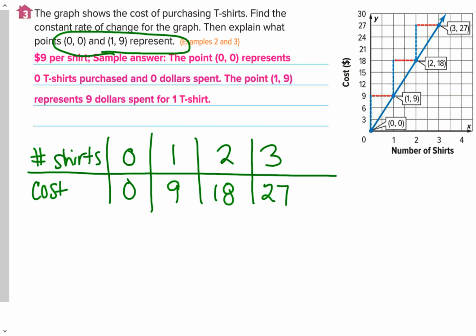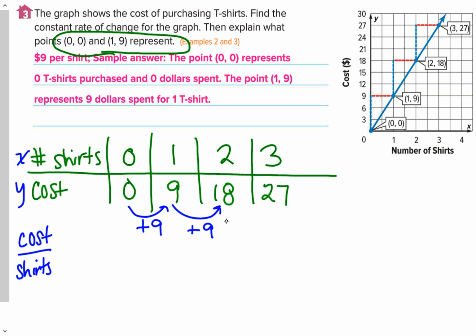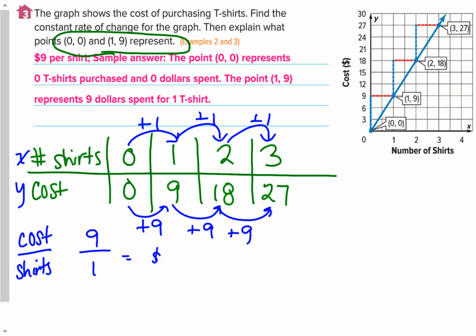Okay, so all we have to do now is to see what our rate of change is. So our y over our x. Okay, so our cost over the shirts. Our costs went from 0 to 9 plus 9, 9 to 18 plus 9, 18 to 27 plus 9, so that's 9. And then our shirts increased by 1. So it was $9 per shirt.